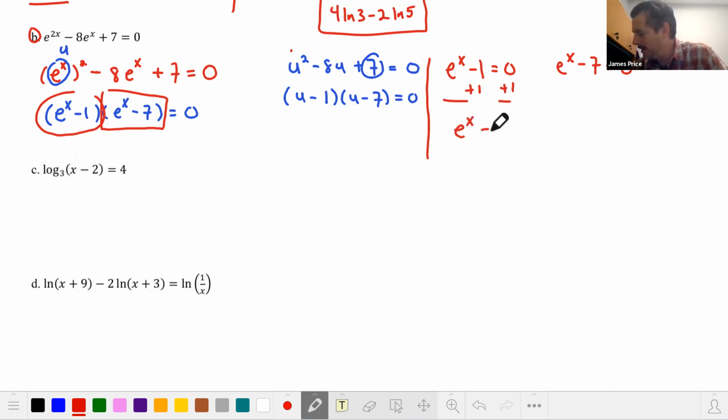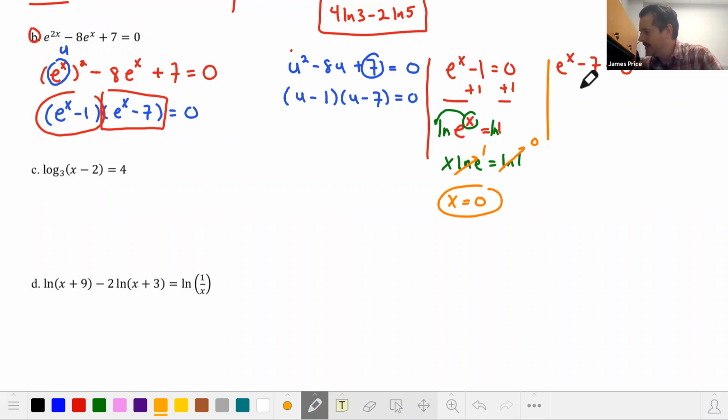And then remember, how do we solve an exponential equation? You get the exponential by itself, and then you can just ln both sides. So we ln both sides here. That brings down that exponent x. And so we get x ln of e equal to the ln of 1. You can check this on your calculator, but ln of 1 is 0, and ln of e is 1. So you just get x equal to 0. So there's one answer.